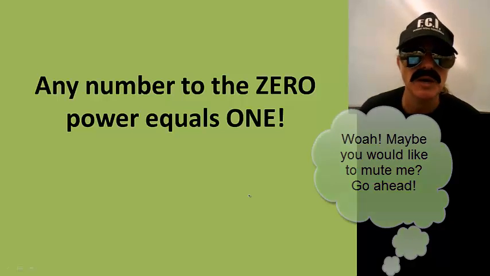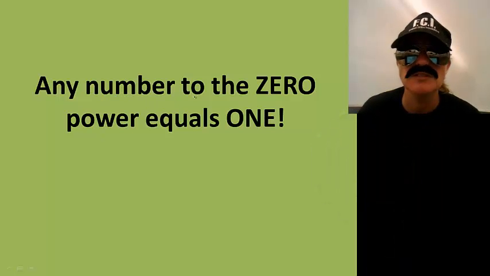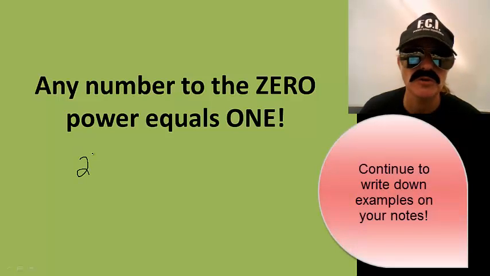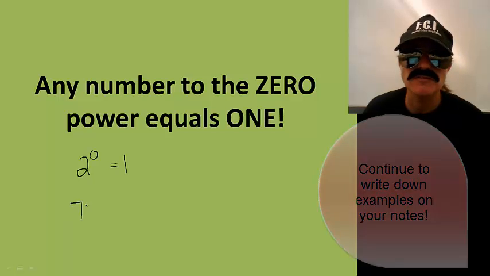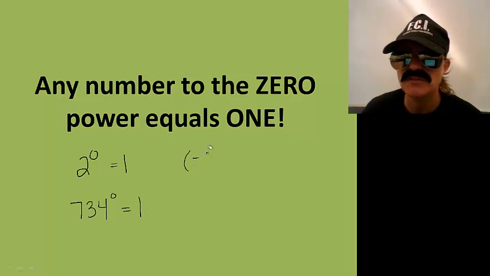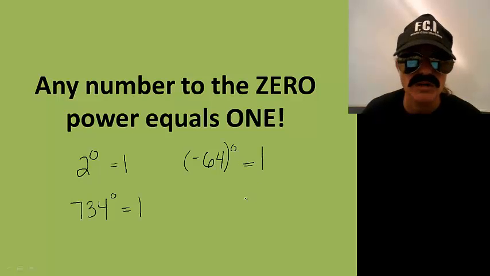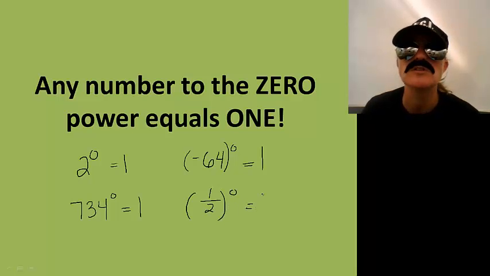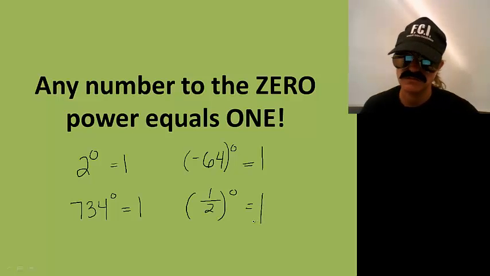The one thing you need to know about powers is any number to the 0 power equals 1. If I have a little old 2 to the 0 power, that equals 1. If I have 734 to the 0 power, that equals 1. If I have a negative 64 to the 0 power, that equals 1. If I have everyone's favorite, a fraction, 1/2 to the 0 power, it equals 1.